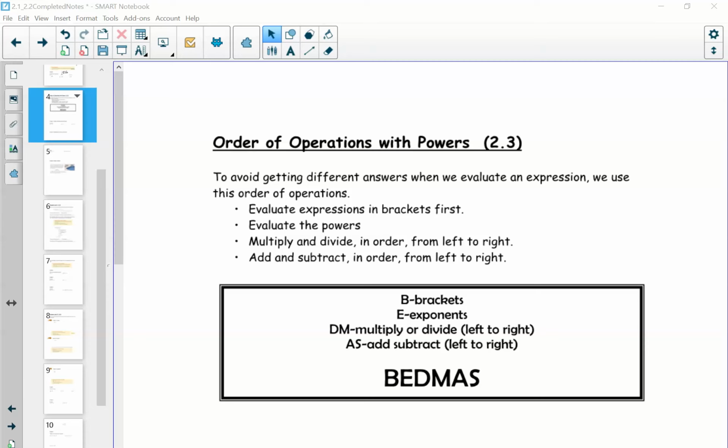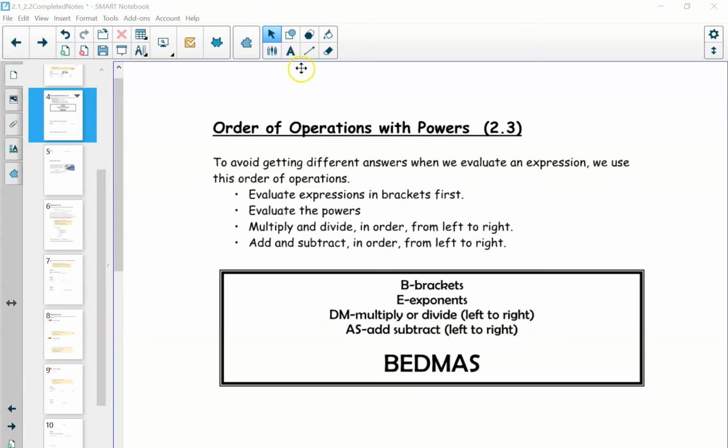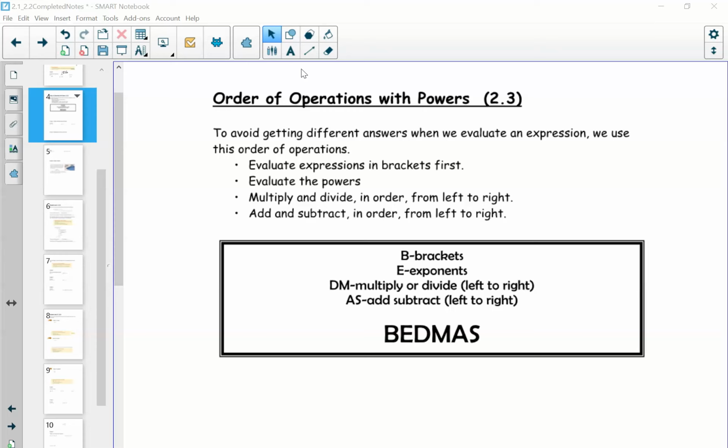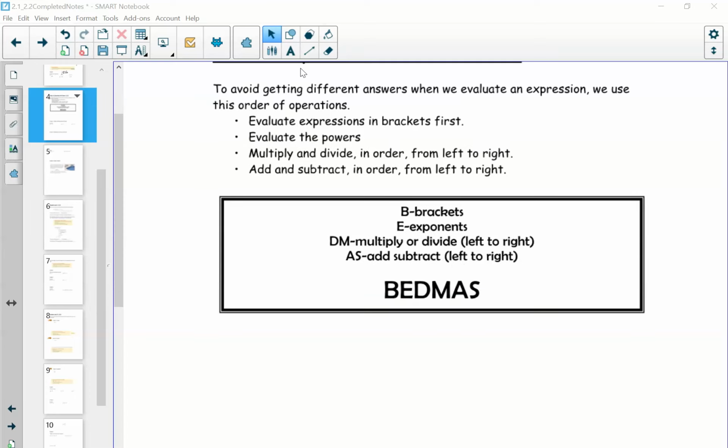And we already know what powers are because we spent 2.1 and 2.2 dealing with that. So I think I emphasized this in the very first video, to avoid getting different answers, and different just basically means wrong, when we evaluate an expression, we have to use the order of operations. And I've always traditionally used BEDMAS, brackets, exponents. Then division, multiplication are kind of together. You multiply or divide left to right. And then addition, subtraction, you kind of do together from left to right. So as long as you do the brackets first, exponents second, division, multiplication third, and addition, subtraction fourth, you should be getting the right answer.